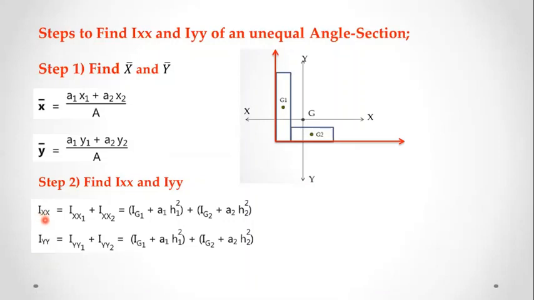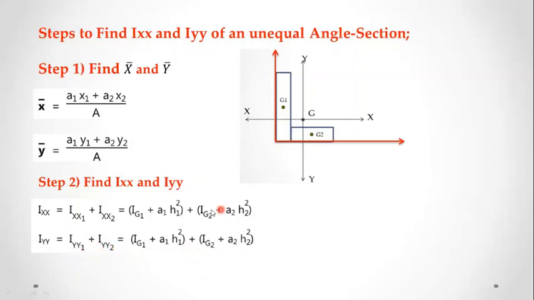So first of all, we know the formula of Ixx. It is the summation of Ixx of the first rectangle and Ixx of the second rectangle, that means Ixx1 plus Ixx2. Ixx1 can be found using the parallel axis theorem, that is Ig1 plus A1 H1 square, and Ixx2 is the same, Ig2 plus A2 H2 square. Now Iyy can be found by summation of Iyy1 plus Iyy2, that is Iyy of the first rectangle and Iyy of the second rectangle, found using the parallel axis theorem.